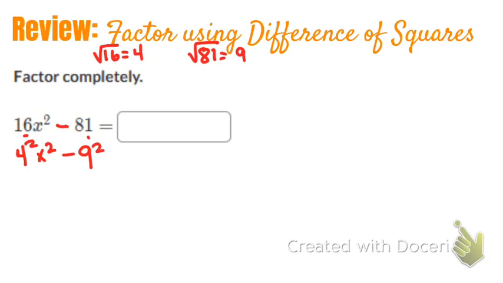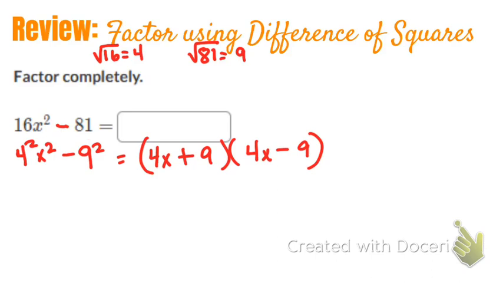So the two things that we're squaring are 4x and 9. So 4x, 9. 4x, 9. One is plus, one is minus.